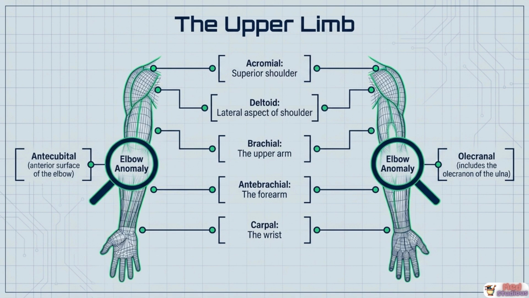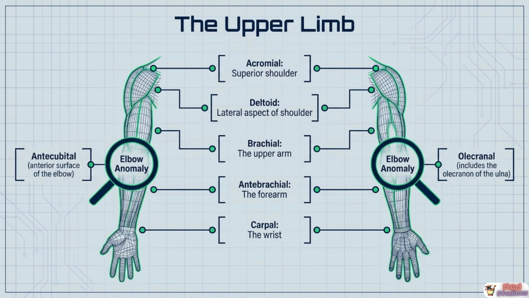The anterior surface of the elbow is called the antecubital region, the cubital fossa, where blood pressure is taken and IV access is commonly obtained. The posterior surface of the elbow is called the olecranal region, named after the olecranon process of the ulna, the bony prominence you feel when you touch the back of your elbow.